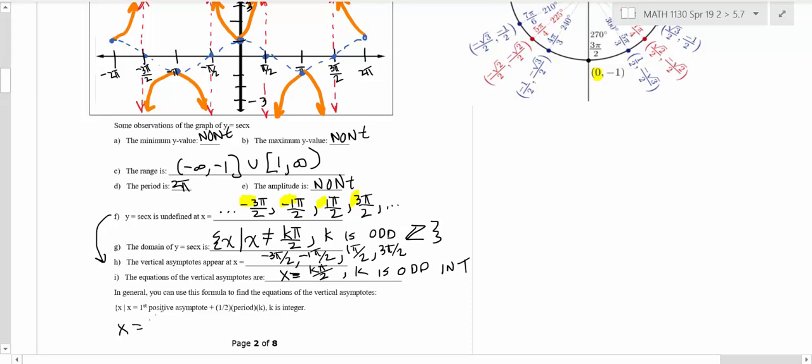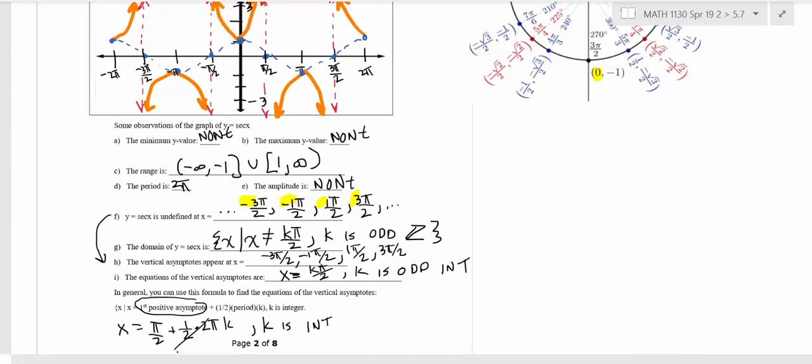You could say, okay, the first positive asymptote is pi over 2. So you just list that. Then you say 1/2 the period, and the period's 2 pi, times k, and then you say k is an integer. Now, if you use this formula, k is always going to be an integer. So you'd basically just get pi over 2 plus pi k, and k is an integer.